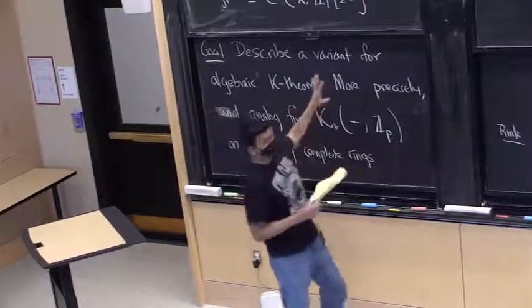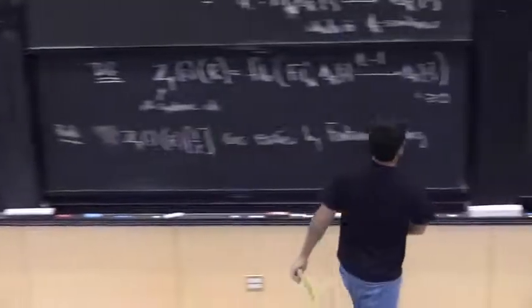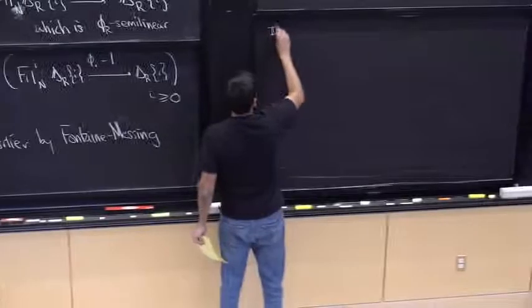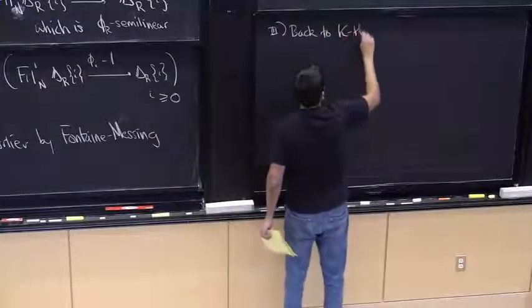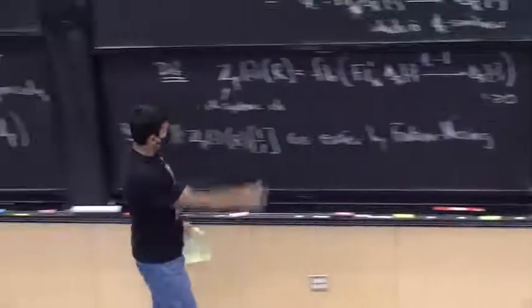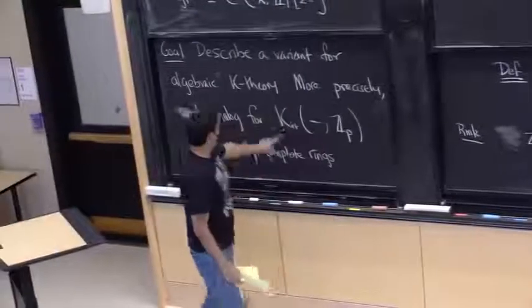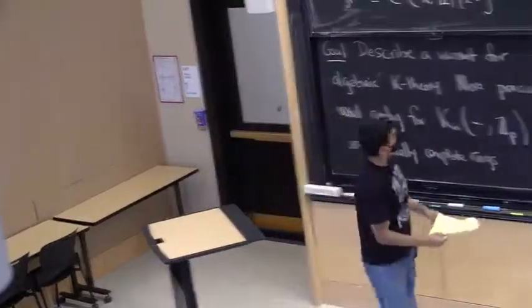So I want to go back to K-theory now. Back to K-theory. And so how is this object going to be realizing this goal? Well, I can formulate the theorem now.